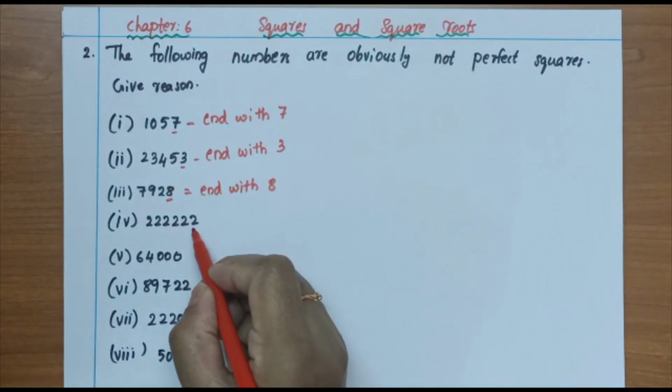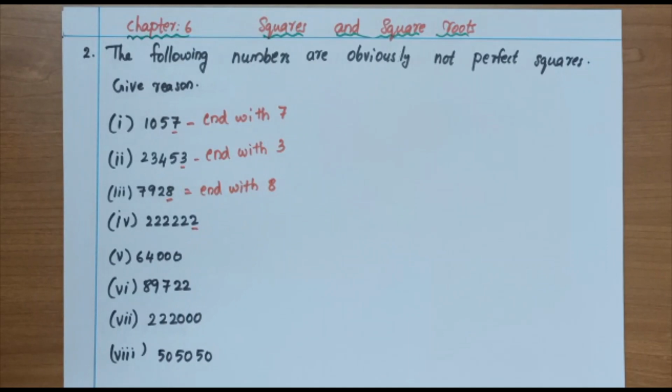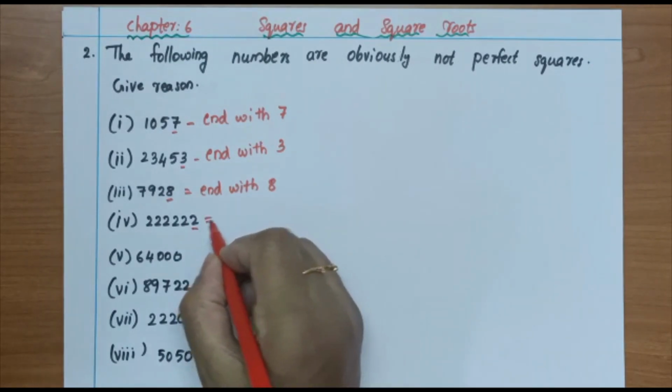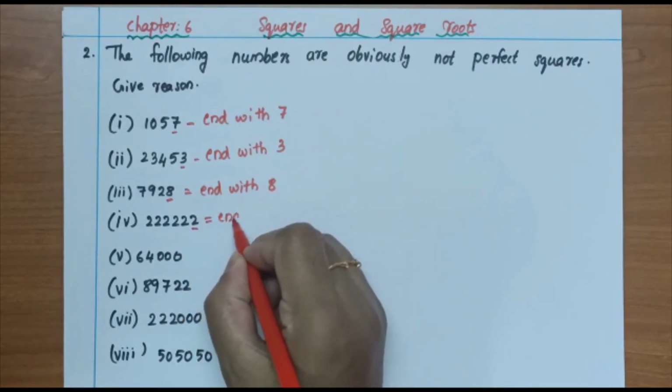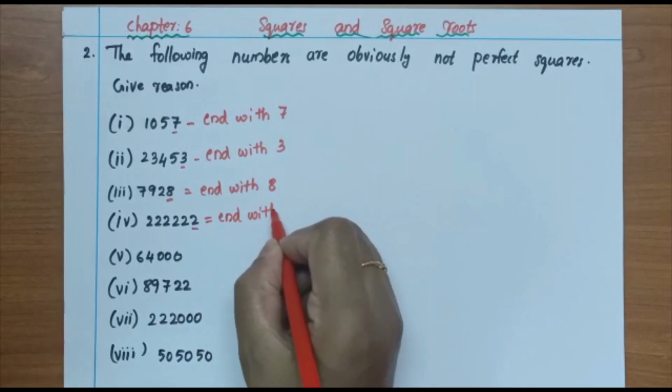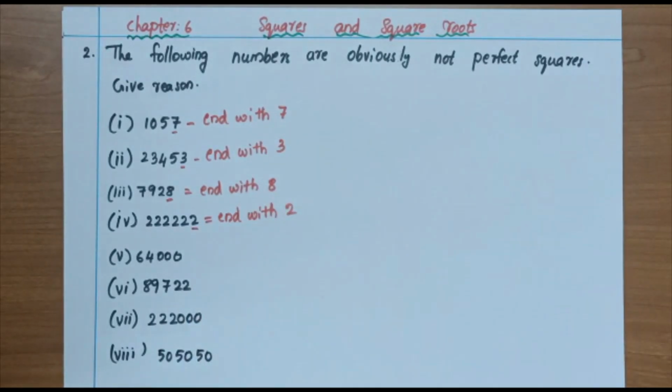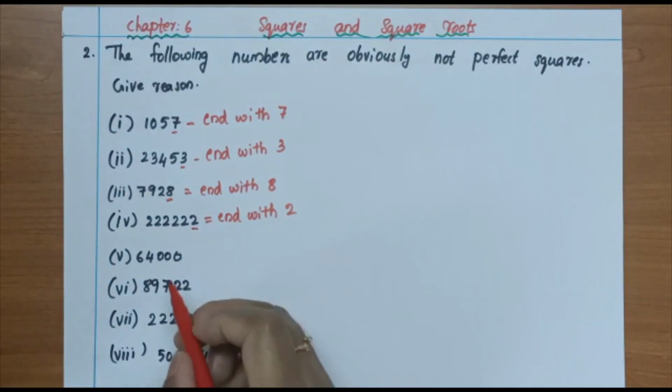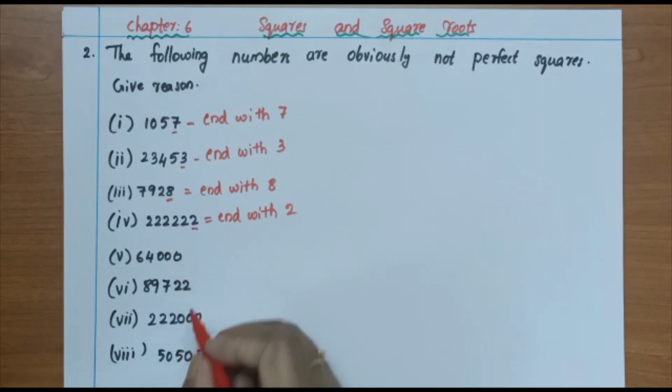Same reason. Here the number is ending with 2. So that's why this is also not a square number, because the given number ends with 2. Then I am just leaving this question. We'll tell you later.